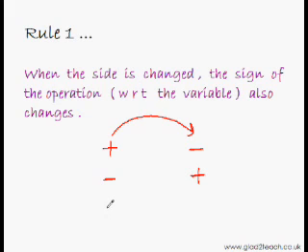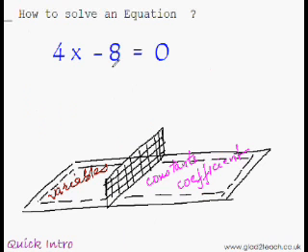Using the same logic, if it's times, that is multiplication, it will become division, and if it's division it will become multiplication. So the rules are very simple. Let's start the game. So let's take this minus 8 to the other side. Now as you can see that the operation with respect to the variable is minus. So when it goes to the other side it will become plus 8.